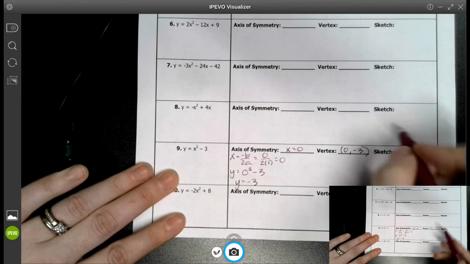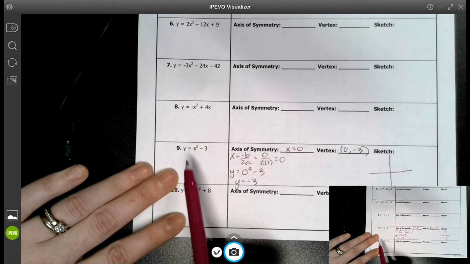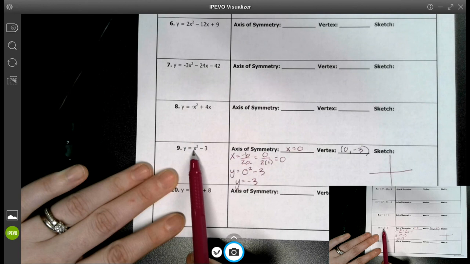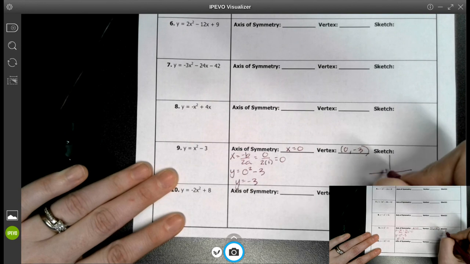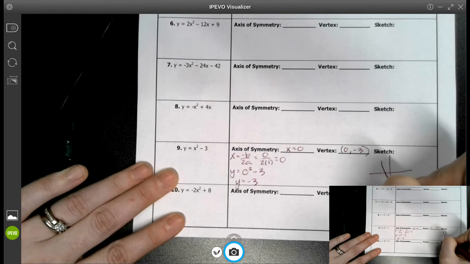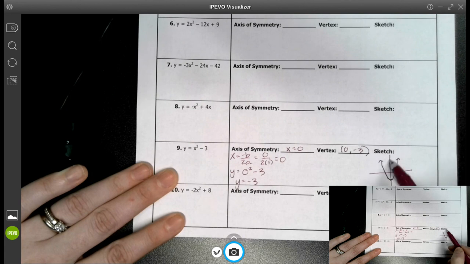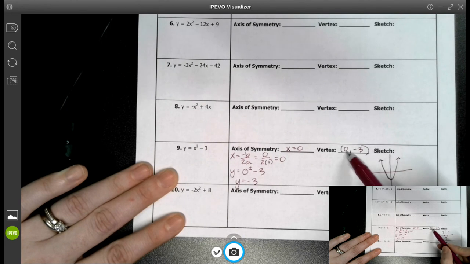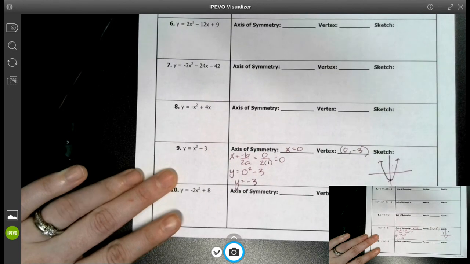Well, if I'm going to sketch this, my parabola is going to open up because my a value is positive and my vertex is 0, negative 3. So this is actually also going to be my y-intercept, because it crosses the y-axis where x is 0 and y is negative 3. So my vertex this time would be the same as my y-intercept.